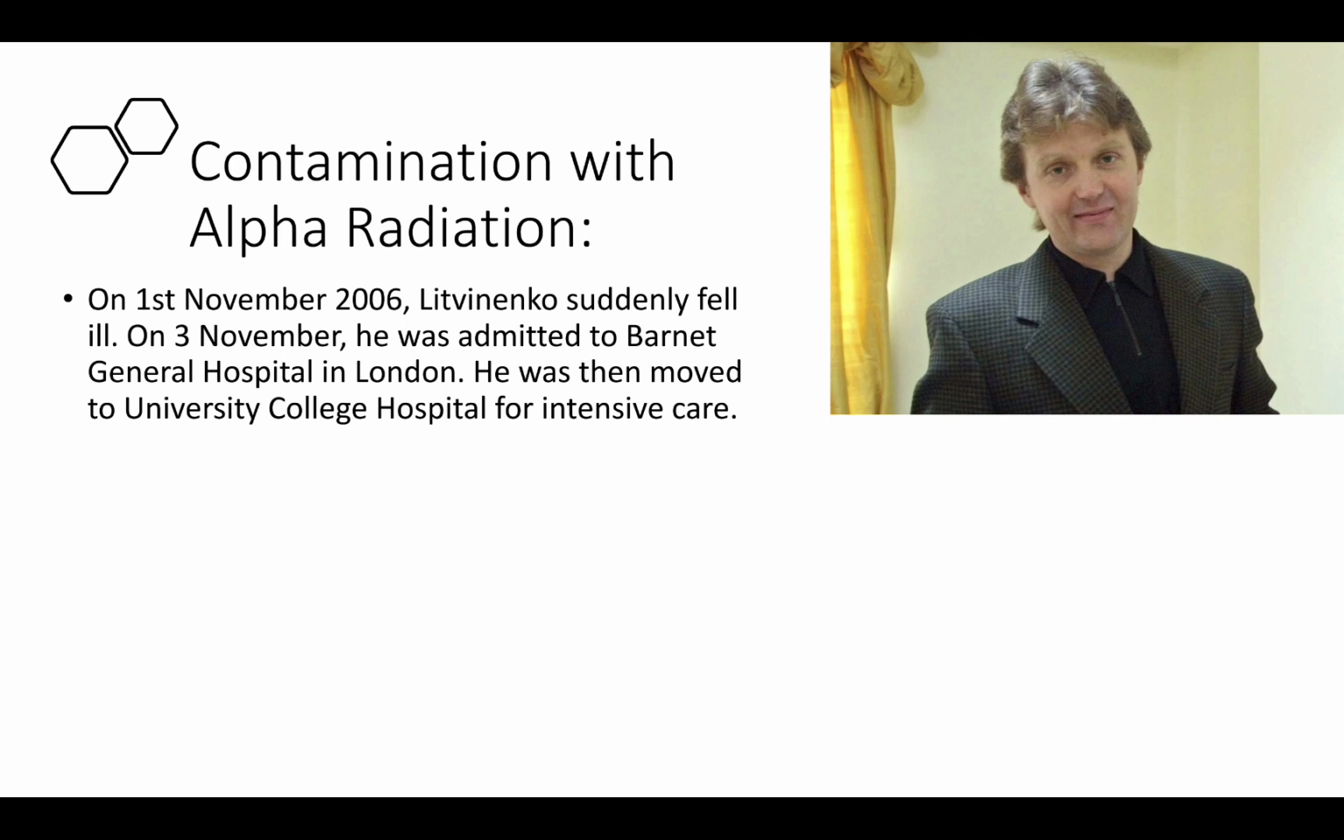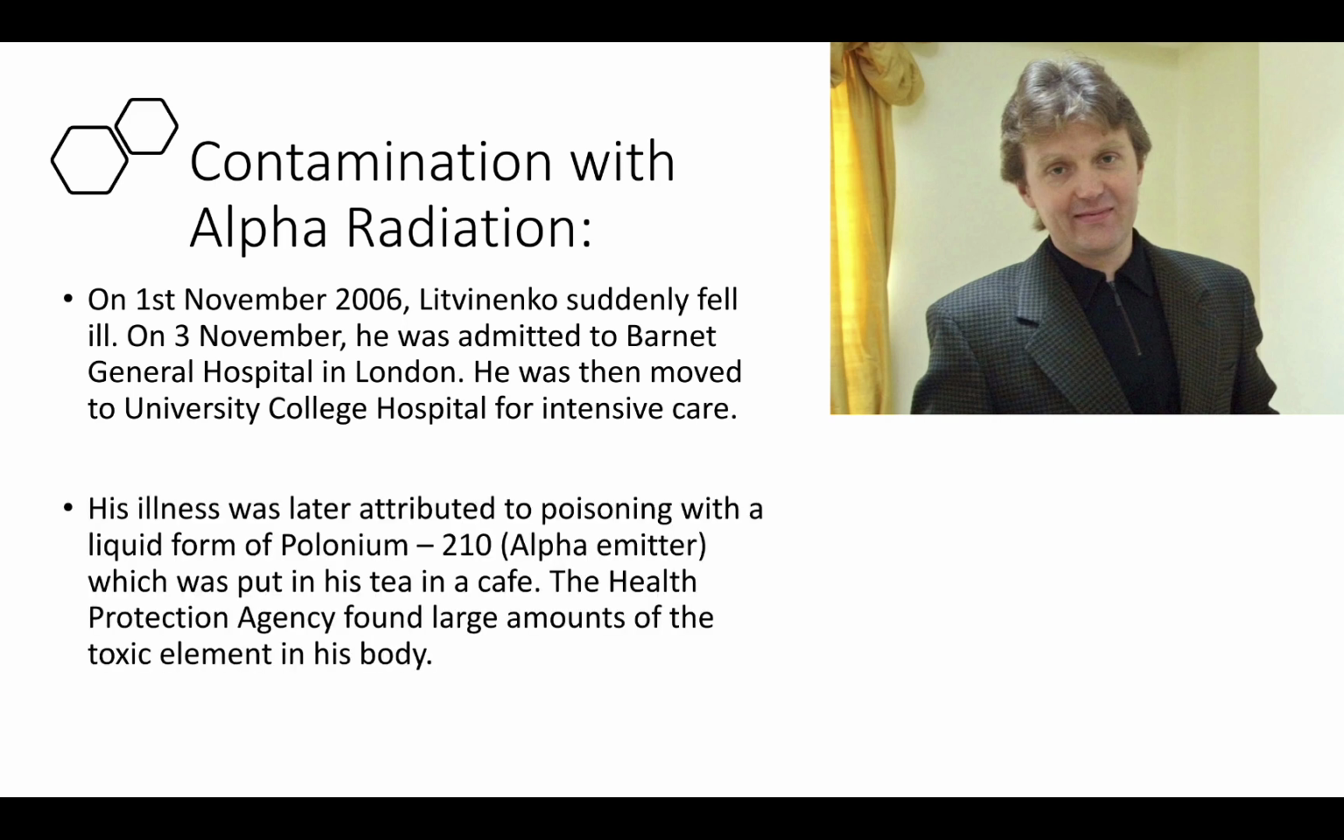So this is Mr. Litvinenko, or Alexander as he was called. His illness, however, was later attributed to poisoning with a liquid form of polonium-210, which is a rather vicious alpha emitter. It was a high activity source as well, and it was put inside his tea in a cafe, or cafe, depending whereabouts in the country you are. Alpha emitters are particularly dangerous inside the human body, because if you think about it, they can't get out, and in liquid form even more so. Liquid forms of radiation are incredibly dangerous, more so than solid forms of the radiation.